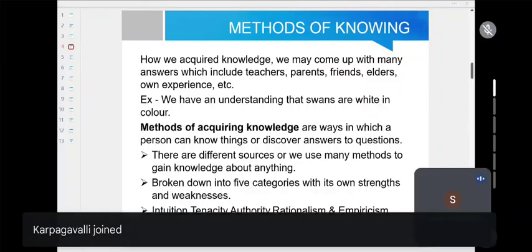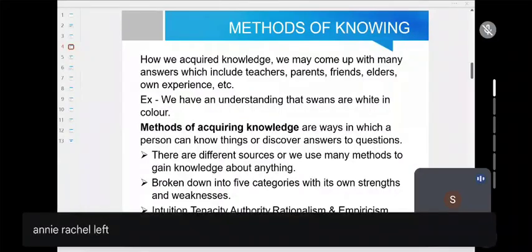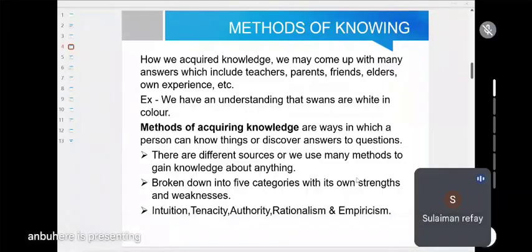Methods of acquiring knowledge are ways in which a person can know things or discover answers to questions. The source is most important when you acknowledge a thing. Teachers, parents, friends, elders, these are the sources from where we get it. Unless the source is confident about the knowledge they are sharing, we will not be confident of getting that knowledge.